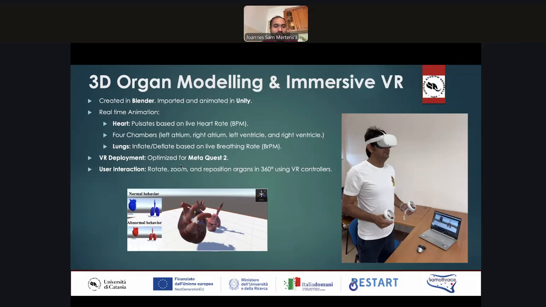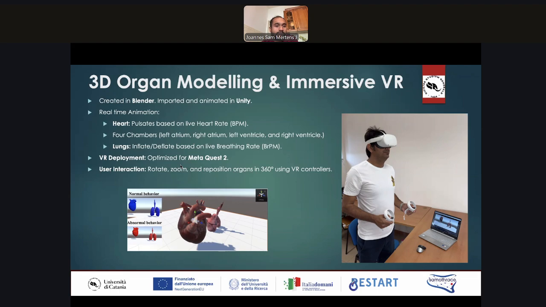So we developed these 3D models for the metaverse, for the immersive view, and we had data coming from both sources. We used a data set, and we also used data from the smartwatch. In the Unity environment, we created pulsating animations. So the heart will pulsate based on the live heart rate, from the breathing rate, from the heart rate. So that is the beats per minute.